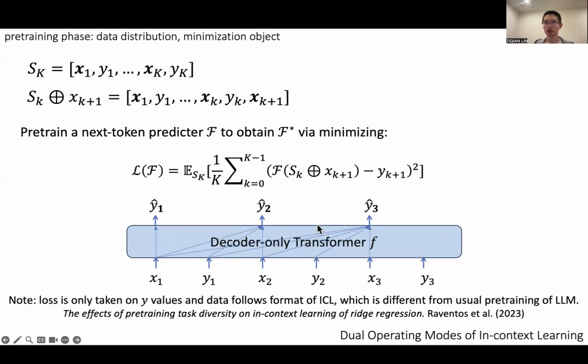We ignore the loss for the x part. So there are two flaws in the assumption. The first is that the loss is only taken on the y value, and the second is that the data follows the format of in-context learning, which is different from the usual pre-training of a language model. But this setting follows the literature. For instance, the following paper uses this setting.